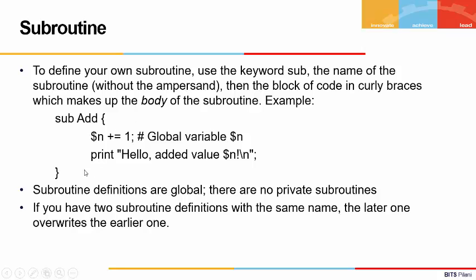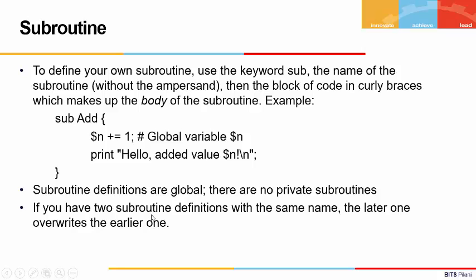For example, we are defining it here. This is the subroutine for adding the values. For $1, it will increment the value of the variable n by 1. This is the global variable, and it will print it again. So these subroutine definitions are global. There are no private subroutines.